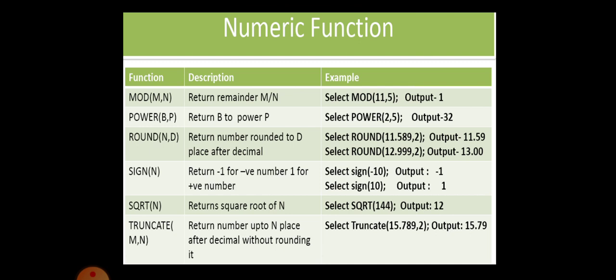And the ROUND function returns the number rounded to d places after the decimal. Here n is the number, d is the number of decimals you need to round off. So if you give 11.589 comma 2, it will print 11.59 because the third digit is more than 5. So the second digit after the decimal point will be incremented by 1. So rounding happens always like this. So the compiler will result in 11.59.